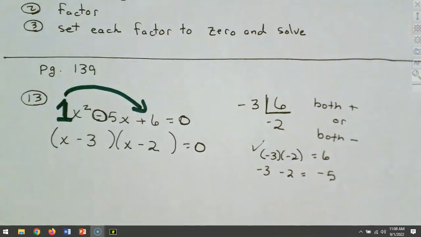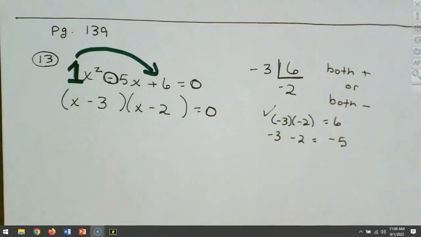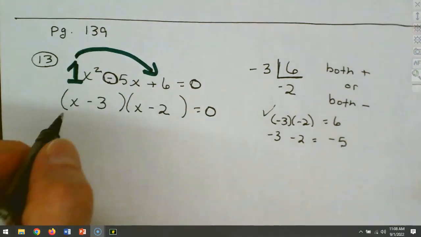So we factored it. Now we need to finish it. Your answers are not going to be minus 3 and minus 2. Those signs are wrong. We need to make sure we actually set it to 0 and get the correct sign. So what are they going to be?